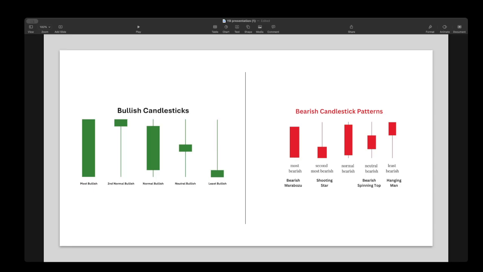You have the most bearish, right, which is just a candle that opens and closes at the low without much action from wicks. And then you have the second most bearish, which is a shooting star with a large upper wick, and it closed back to low of day. Then you got the normal bearish, you got neutral, and then you got the least bearish, which is one that looks like the hammer.